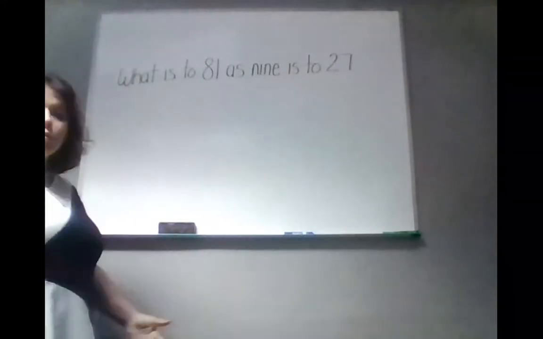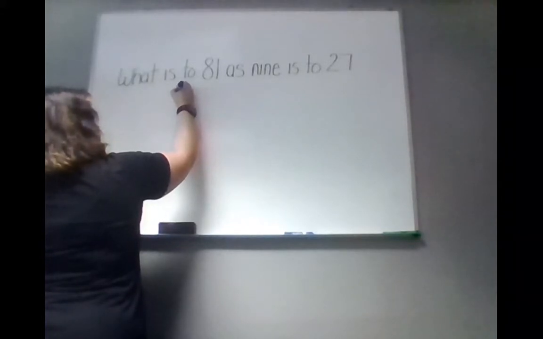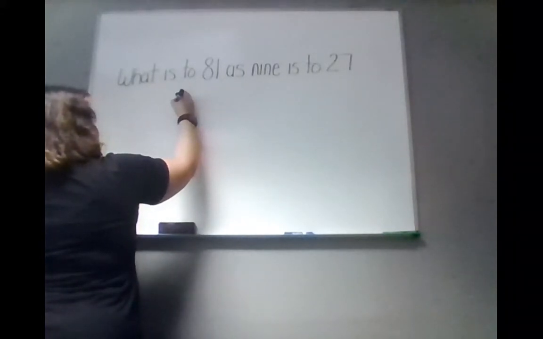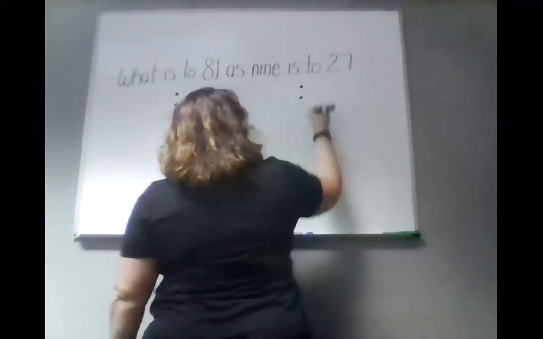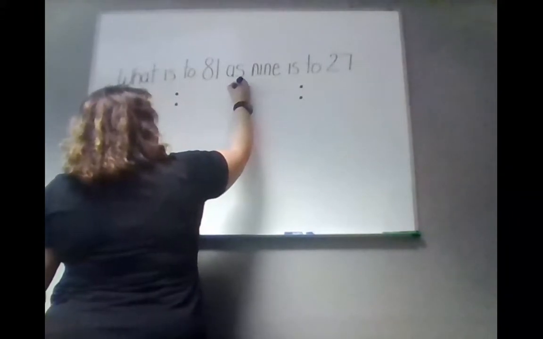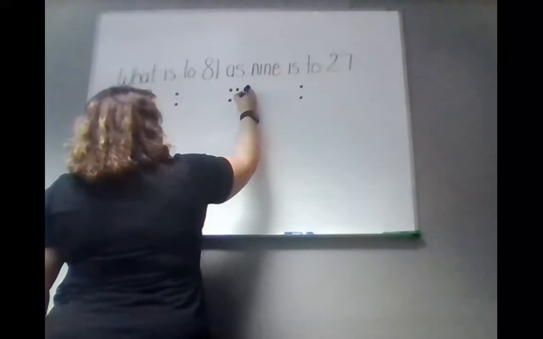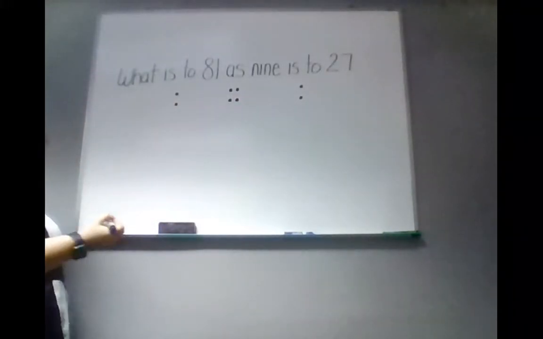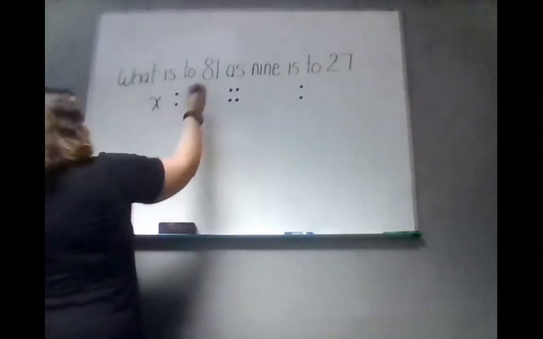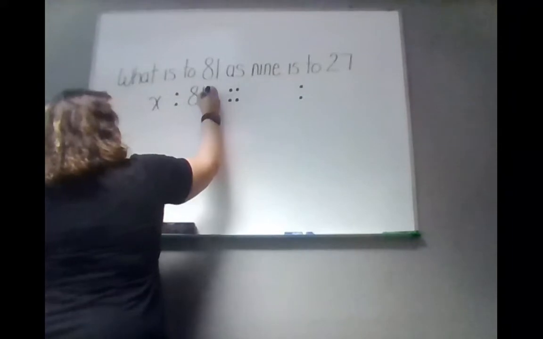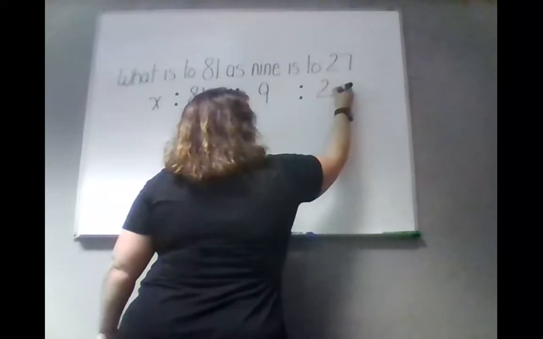So again, the first thing that we're going to do is we're going to do our dots. So our is 2 means 2 dots. So I'm just going to fill those in. And then as is our 4 dots. And then we're going to bring our numbers down. So what? We don't know. So that's going to be x. We're then going to bring down the 81, bring down the 9, and bring down the 27.